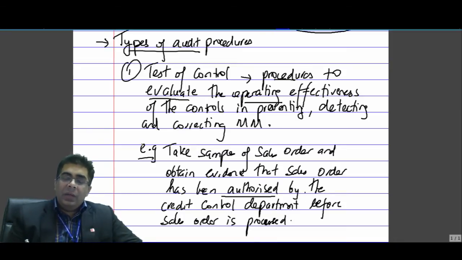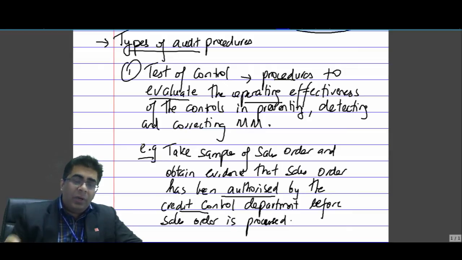The control is that for all sales orders, before it is being processed, the credit controller gets to look at the order first, because he wants to decide how much credit we should give to this customer, a new customer, or not, based on their credit rating. So I will allow the credit controller to authorize the sales order by a signature. That is the control procedure of the company.